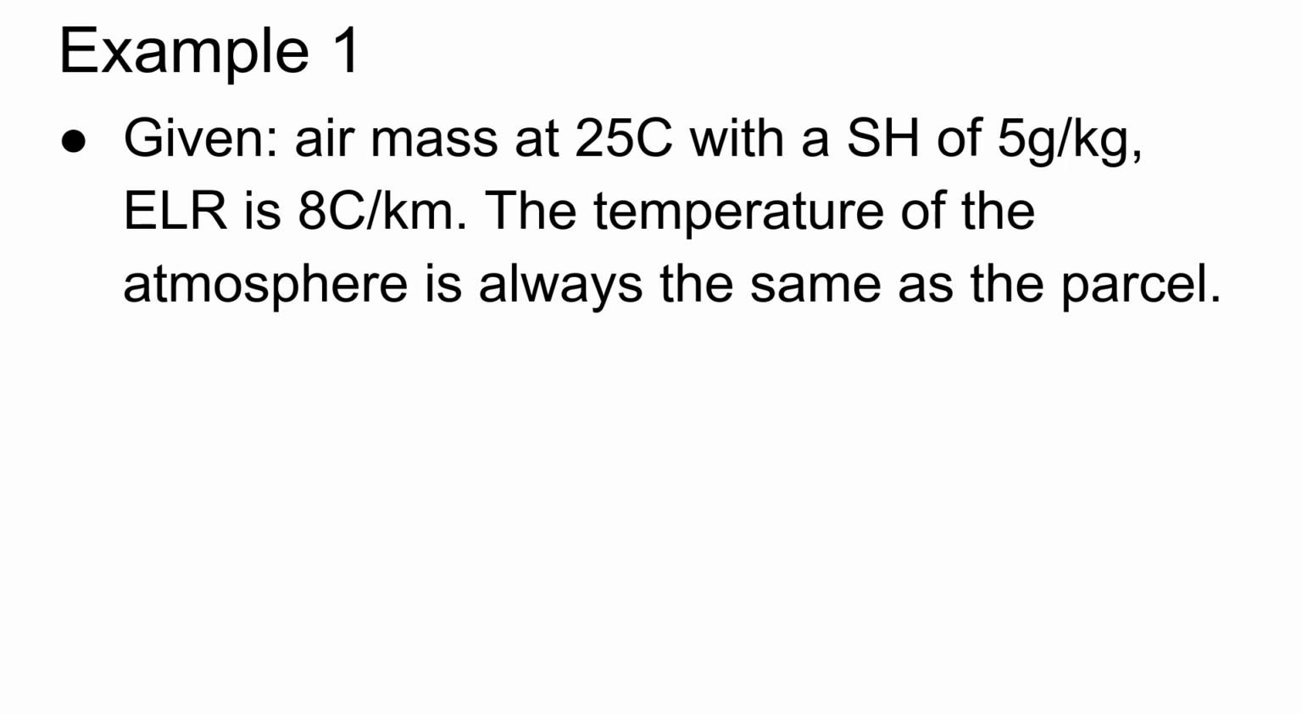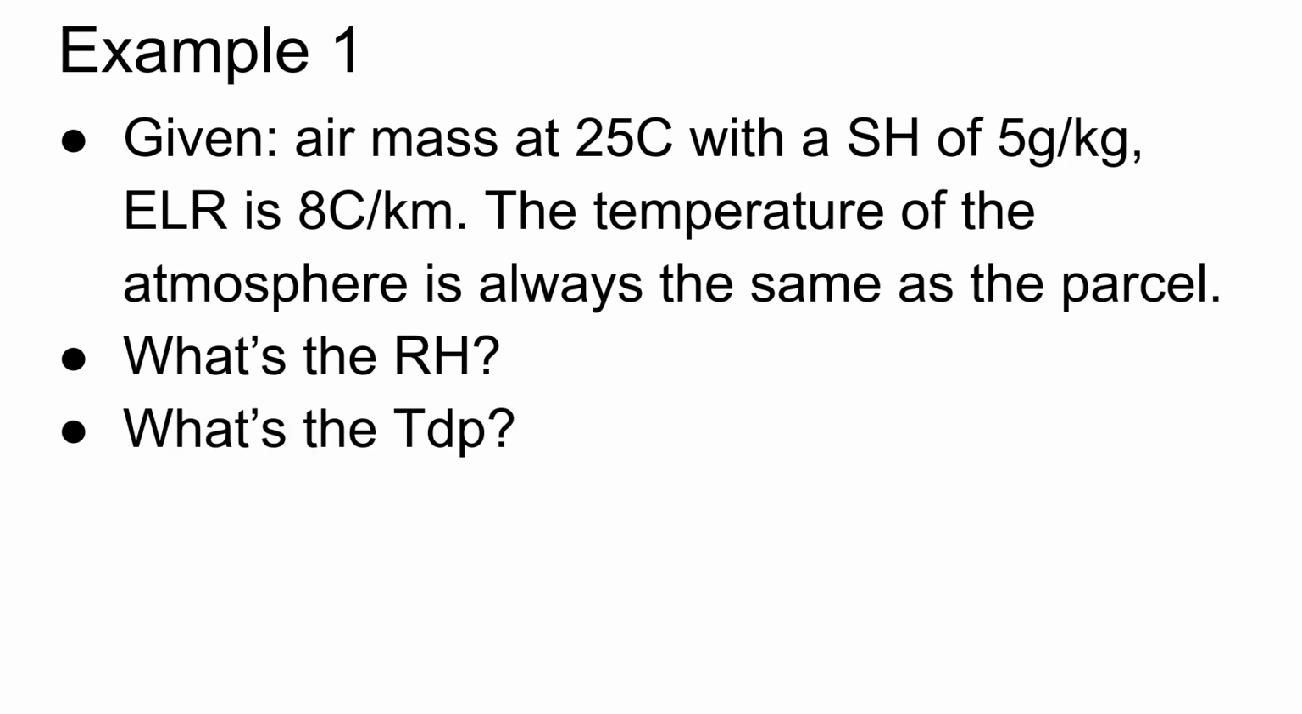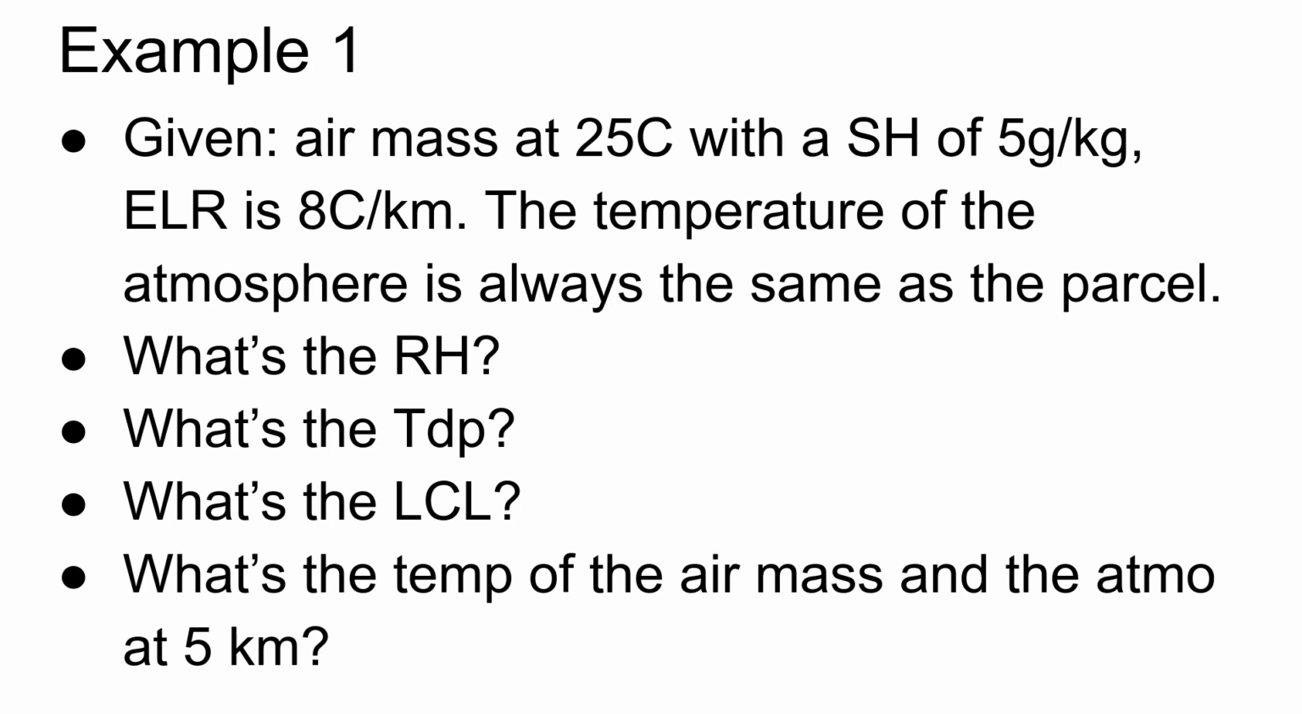So here's a way I'm going to give you the problems for this lab. Given an air mass at 25 Celsius with a specific humidity of 5 grams per kilogram and an environmental lapse rate of 8 Celsius per kilometer. The temperature of the atmosphere will always be the same as the parcel because the parcel is on the ground with the atmosphere around it. They're the same temperature initially. So I would want to know what's the relative humidity, what's the dew point temperature, what's the lifting condensation level, because that's the point at which we switch the rate from the dry rate to the moist rate. What's the temperature of the air mass and the atmosphere at 5 kilometers?